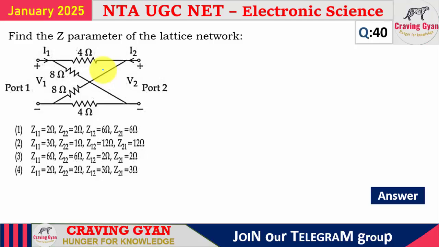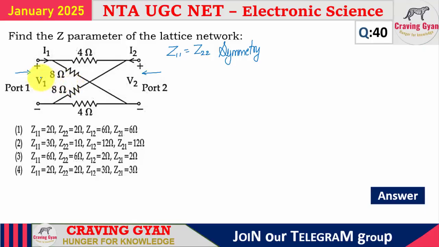Now look at the things. Looking at the circuit, are we in a position to say that the input port impedance is the same as the output port impedance? Nothing but Z11 equals Z22. The moment I say Z11 equals Z22, you tell me whether the circuit is symmetrical or not. Yes, the circuit is symmetrical. The circuit is symmetrical in nature.